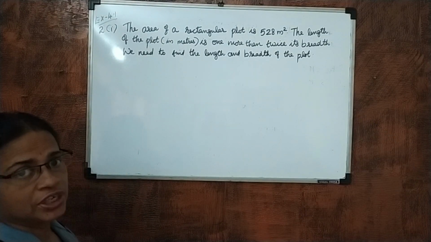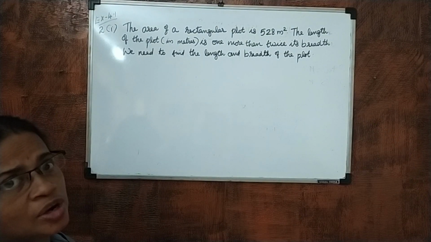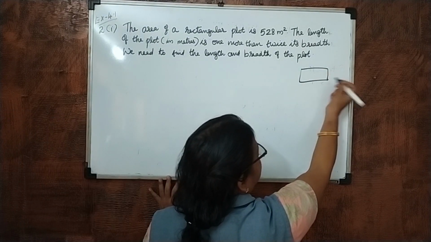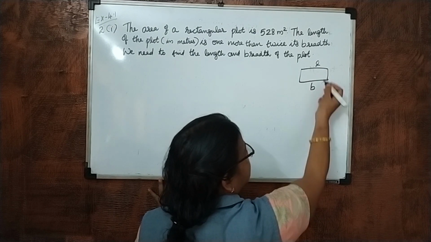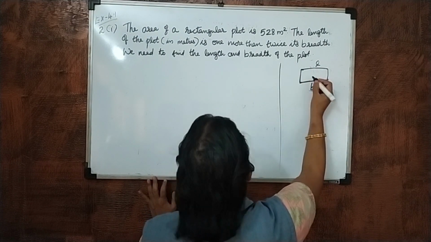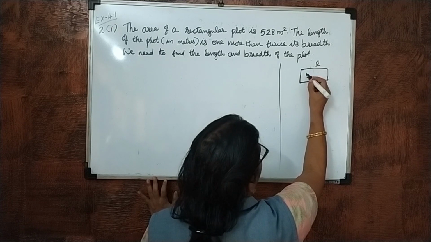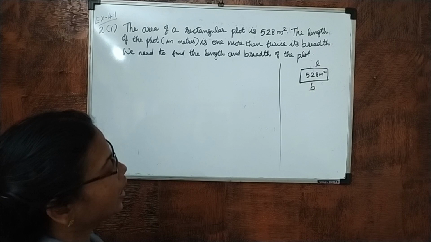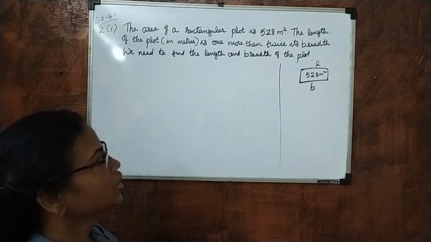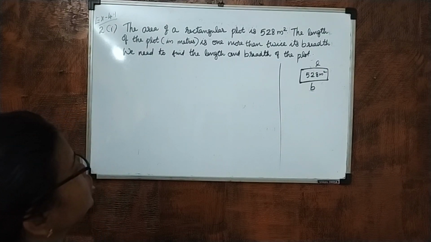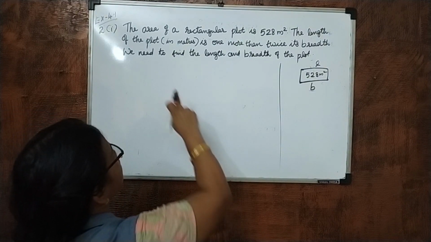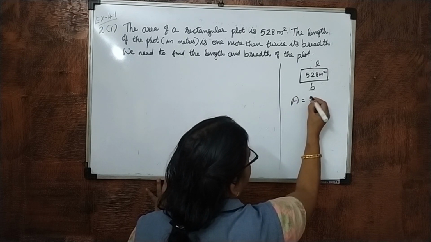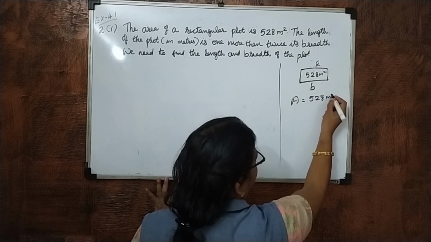Now, first question. The area of a rectangular plot is 528 meters square. Rectangular plot: length is there, breadth is there. So the area of the rectangular plot is given, 528 meters square. Right. What all things are given, you have to write first. The area is equal to 528 meters square.